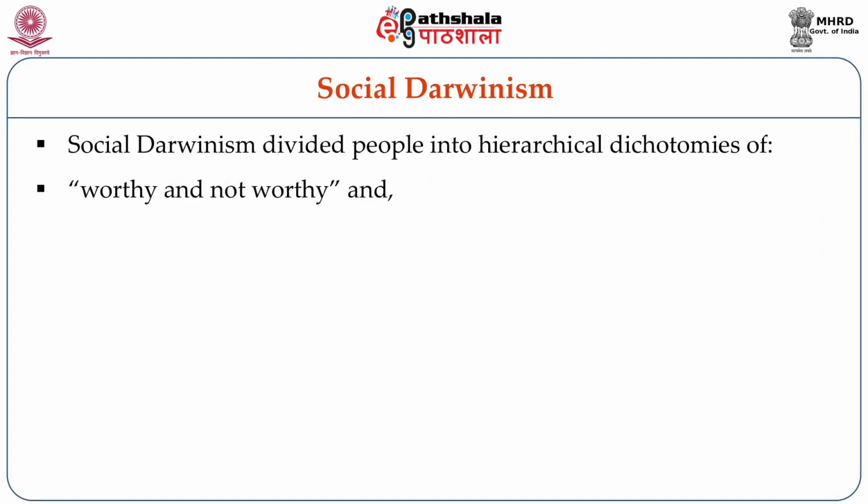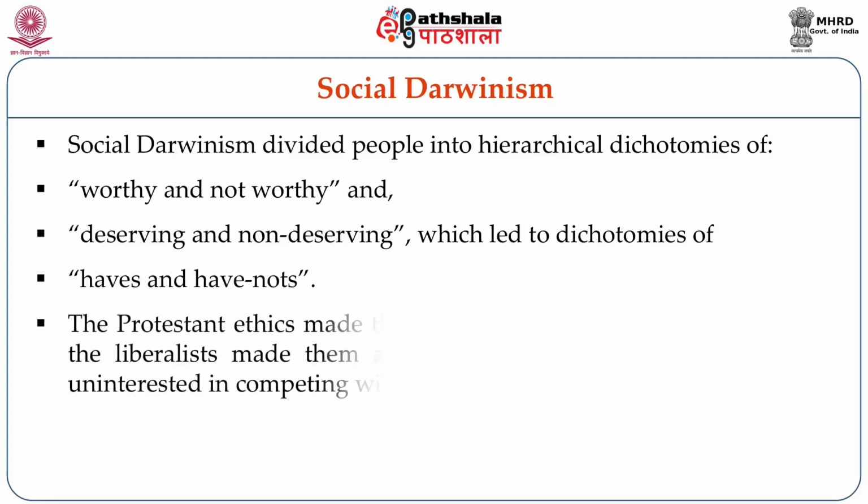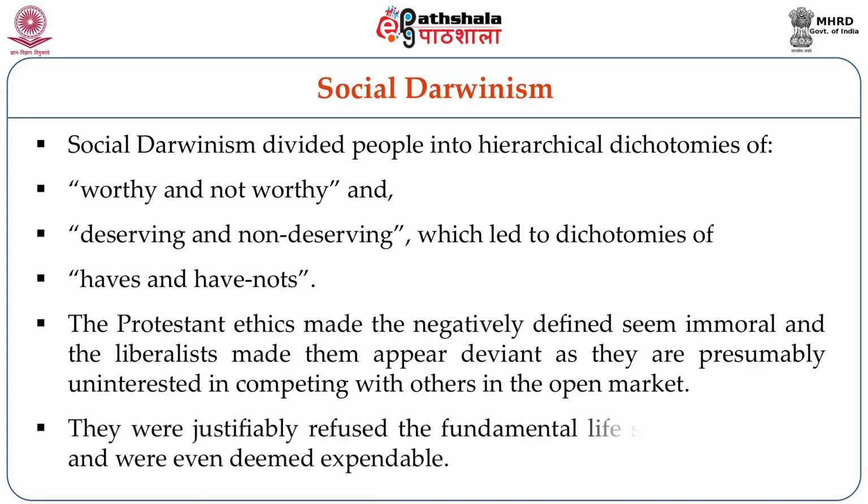Social Darwinism thus divided people into hierarchical dichotomies of worthy and not worthy. So if you are wealthy, you're wealthy because you're worthy, and if you're poor, that's because you are not worthy. Deserving and non-deserving. And these dichotomies led to the dichotomy of haves and have-nots. The Protestant ethics that we discussed earlier made the negatively defined seem immoral, and the liberalists made them appear deviant, as they are presumably uninterested in competing with others in the open market. They were justifiably refused the fundamental life support resources, and were even deemed expendable.